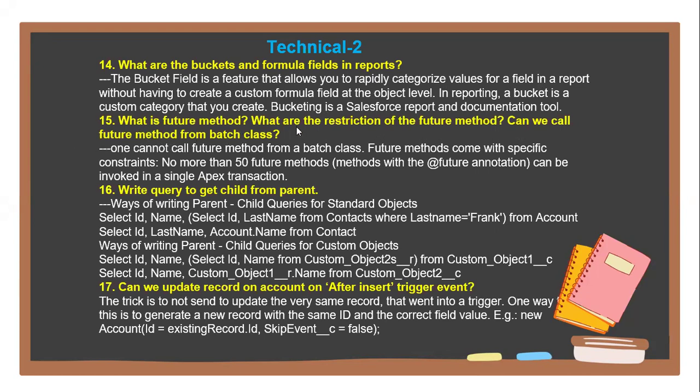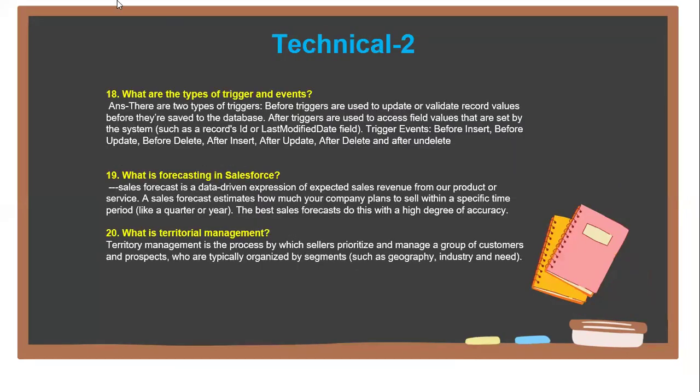Next question, what is the future method? What are the restrictions of future methods? Can we call future methods from the batch class? Next question, write a query to get children from the parent. Next question, can we update records on account in an after insert trigger event? Next question, what are the types of triggers and events? Next question, what is forecasting in Salesforce? Next question, what is territory management?